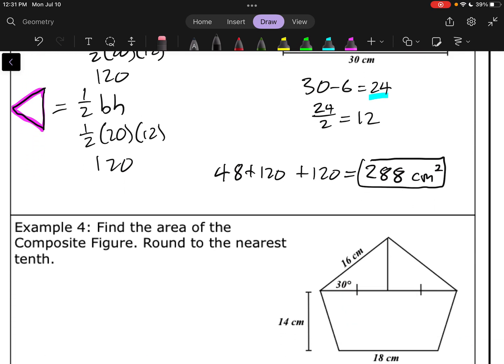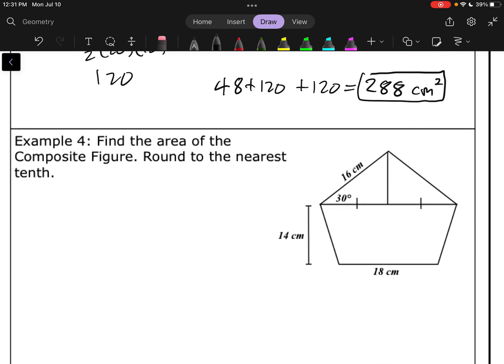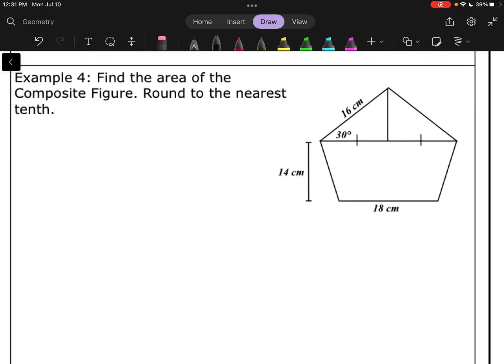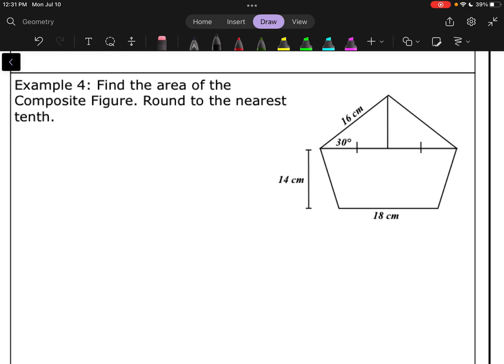Okay, what about this guy? So this is find the area of the composite figure, round to the nearest tenth if we need to. Okay. So it looks like we got a trapezoid and a triangle. Let's start with the trapezoid.